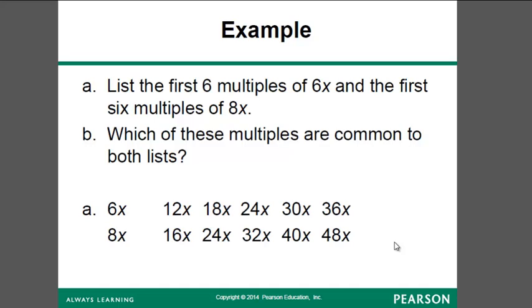The next thing I want to do is, which of these multiples are common in both lists? Well, if you notice, 24 is the only common multiple. And wherever I say common, they have to have the same coefficient, or number, as well as the same variables. In this case, they share the 24 and the x. Therefore, common to both lists is 24x.